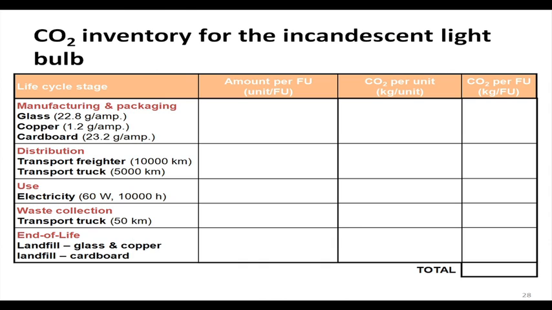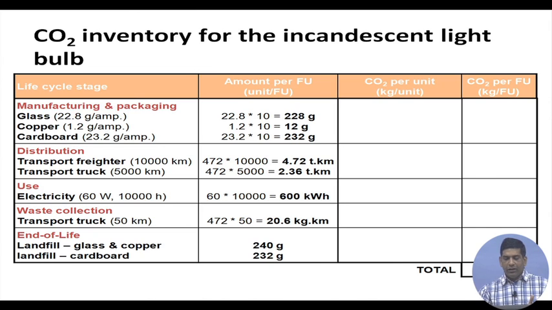So similarly here, if you want to do the life cycle stages of that CO2 inventory for the incandescent light bulb, it is again the same problem. Remember, we did the problem earlier where we had the amount per functional unit. We had the life cycle stages: manufacture and packaging, distribution, use, waste collection, end of life, and we use some of these numbers over there.